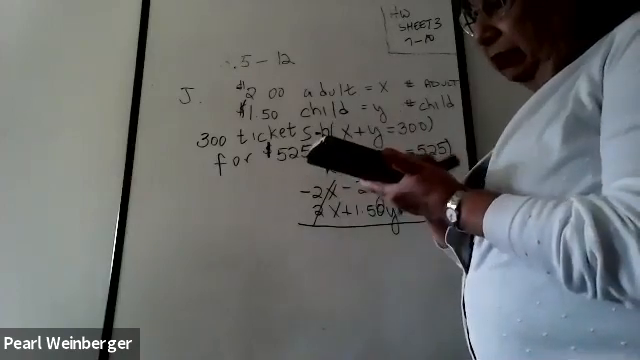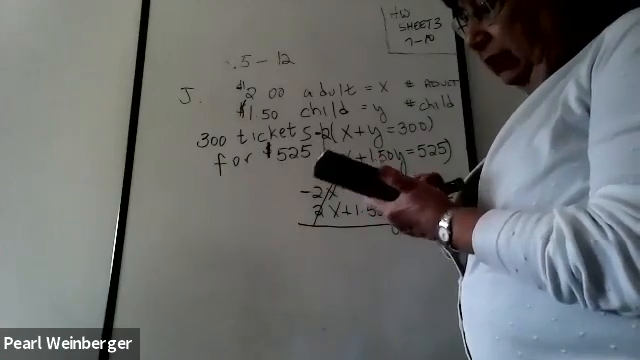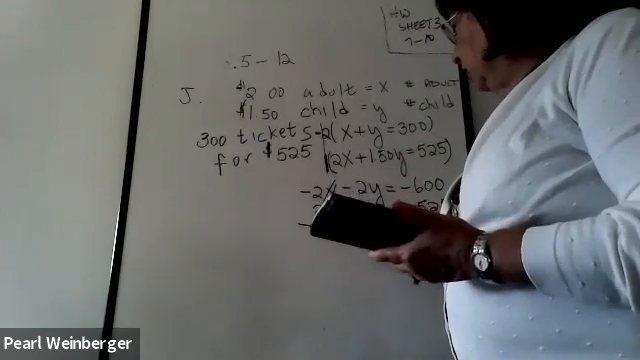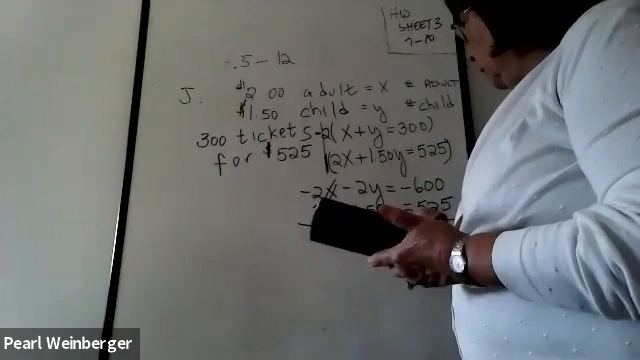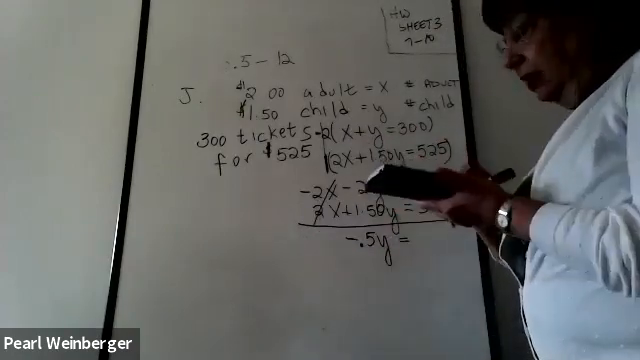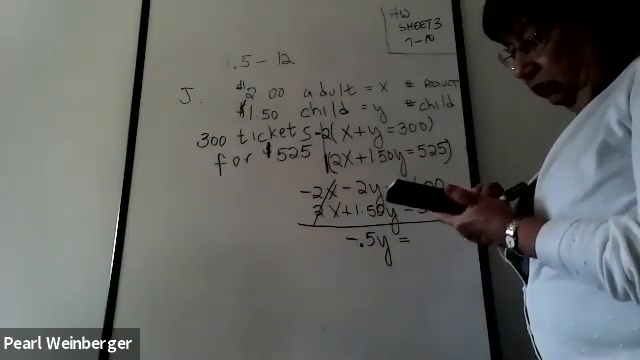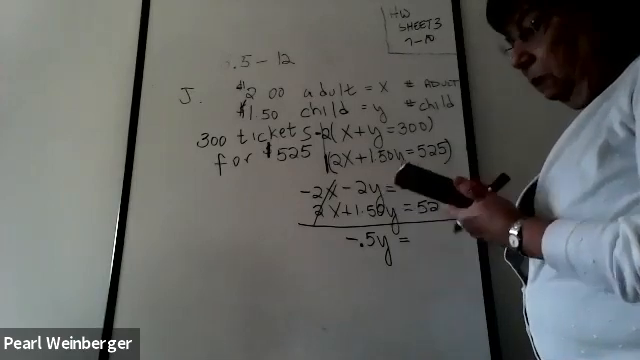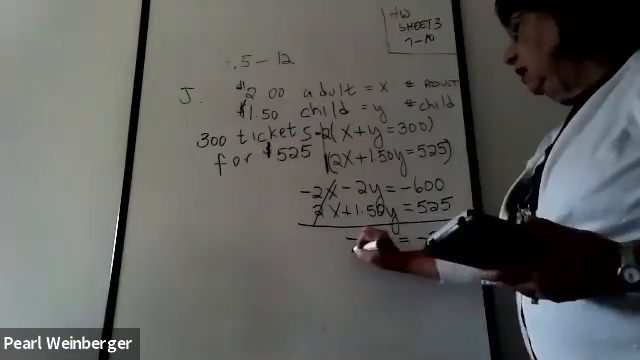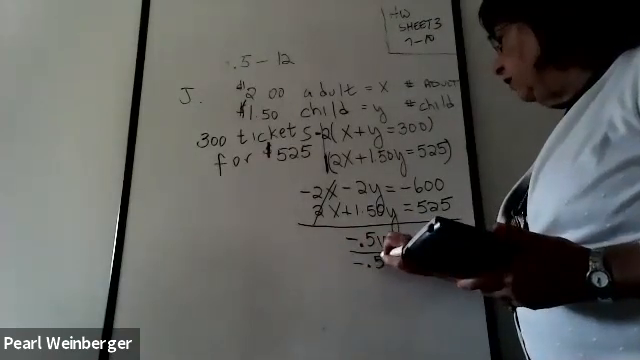So I'm going to use my calculator. -2 plus 1.50 gives me -0.5. So this is -0.5y. And I like to use my calculator for the other one, even though I can do it in my head, I don't want to make a mistake. So I'm going to do negative 600 plus 525. And that gives me negative 75. And to solve this, I have to divide everything by negative 0.5.